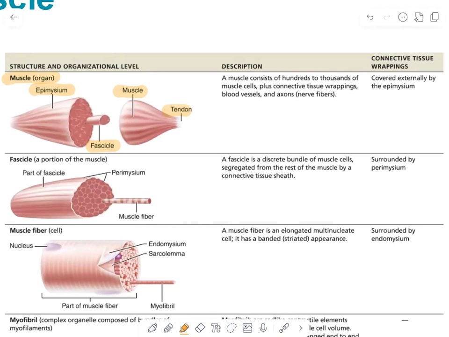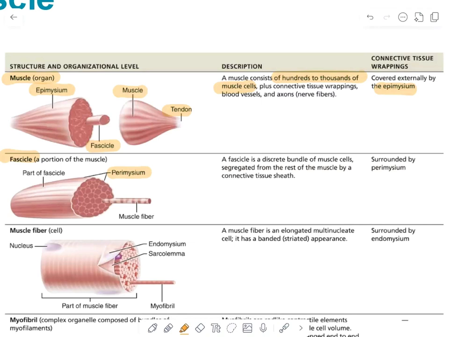So a muscle has hundreds to thousands of muscle cells, and again, it's covered externally by the epimysium. Now we're going to go to a deeper level. We're taking just this fascicle here and enlarging it. That fascicle is again surrounded by the perimysium.